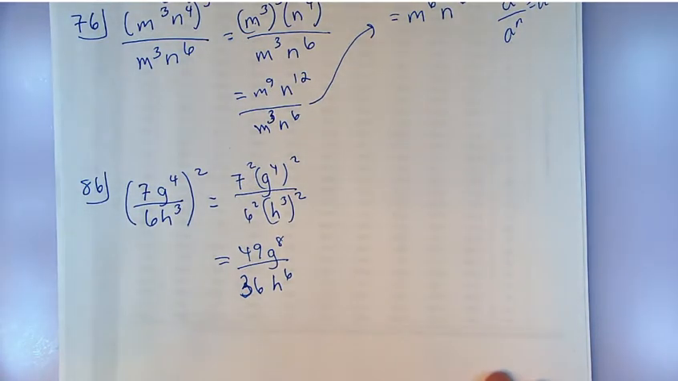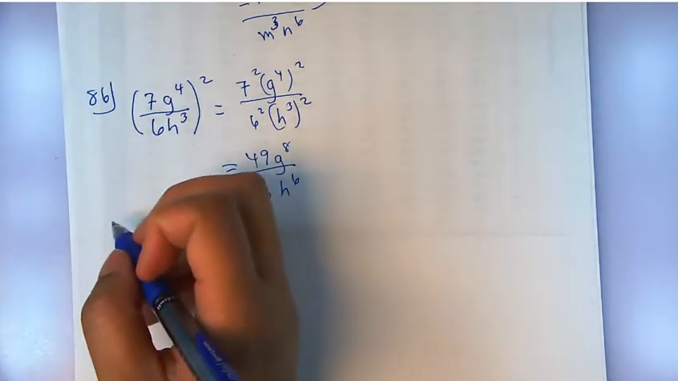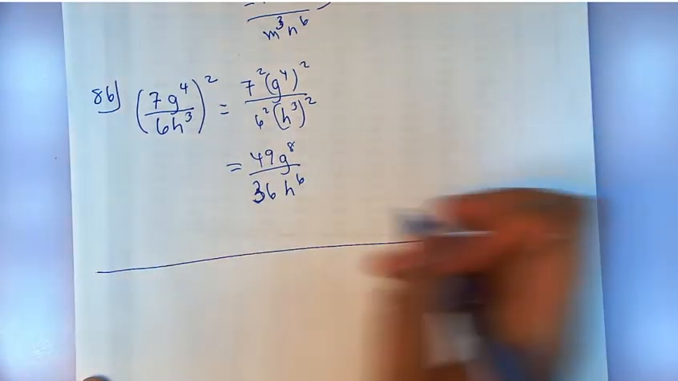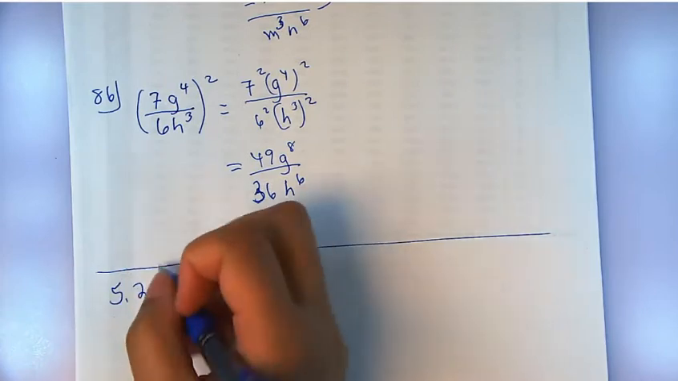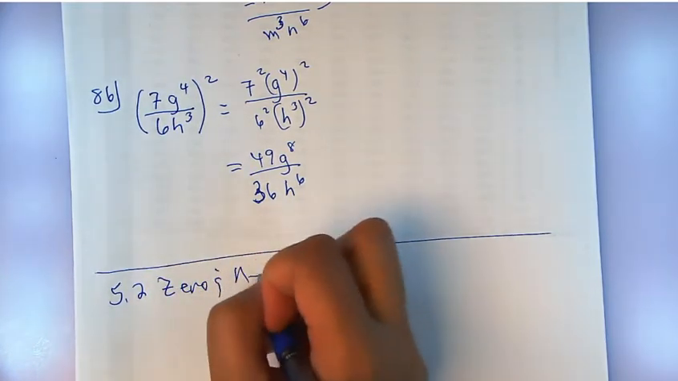All right, let's move on to 5.2. That is it for 5.1. Let's move on then to 5.2. 5.2 is called the zero and negative exponents.